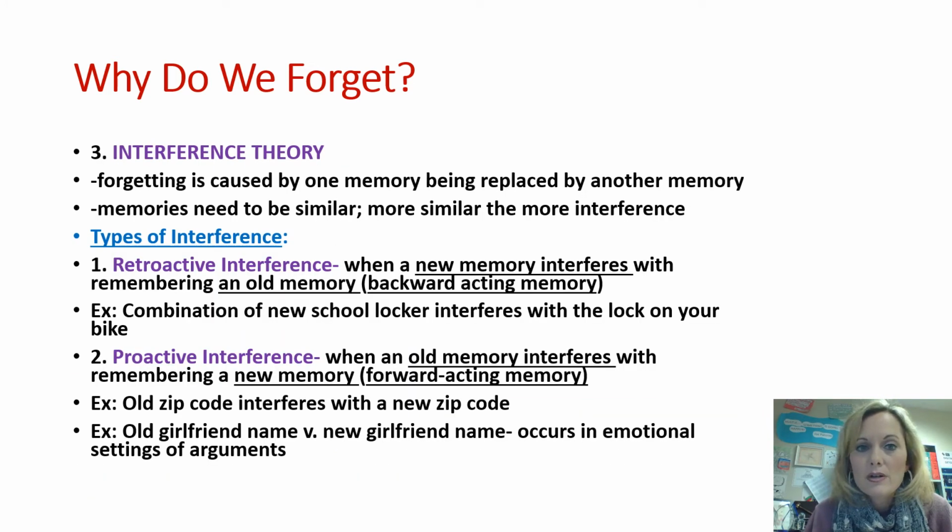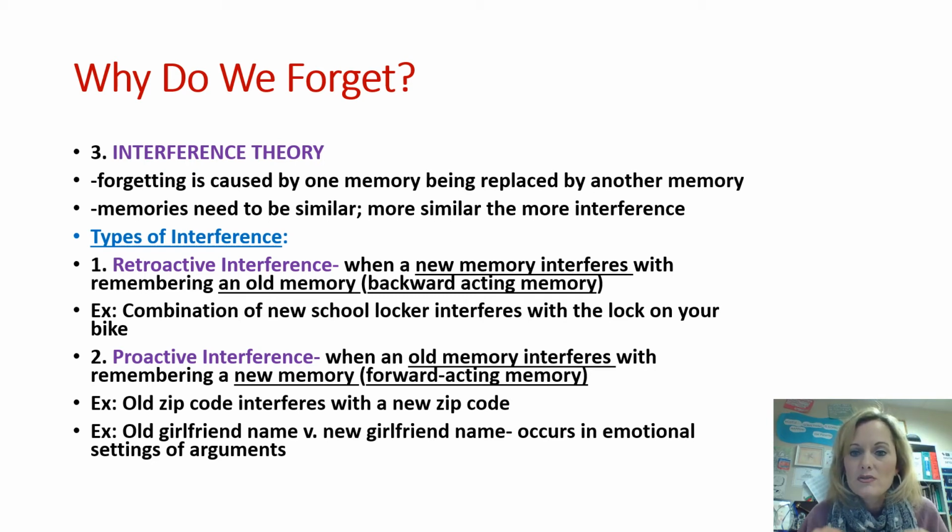Interference theory is another one for why we forget. There are types of interference. It's caused by one memory replacing another. So we have two, retroactive and proactive, and you have to remember which one's which. Retroactive is where, and retro is like the 80s, the old memory is affected. How is the old memory affected? When a new memory interferes with it. So always think of that.